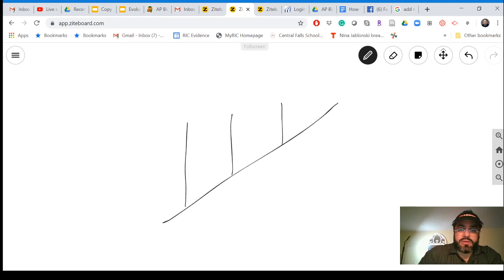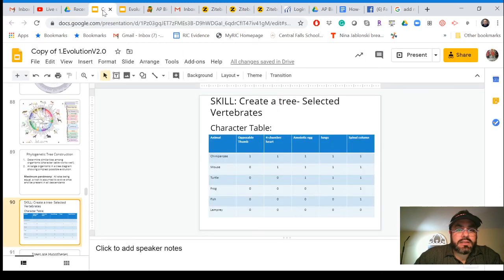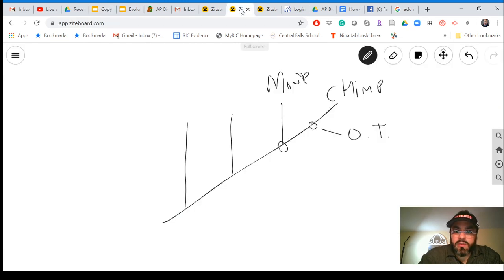And the way that I would put it together is, here we have the chimp. That was the last thing in there. And this chimp had something that was new, and that would be the opposable thumbs. And then we have the mouse. Now, everybody after the opposable thumbs is that way. The mouse, on the other hand, had a 4-chamber heart. So I would go in here and put a 4-chamber heart.